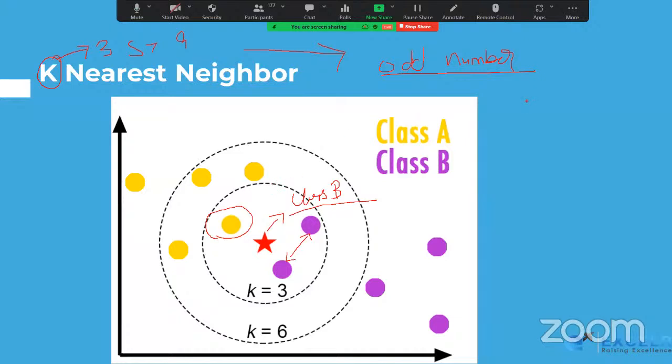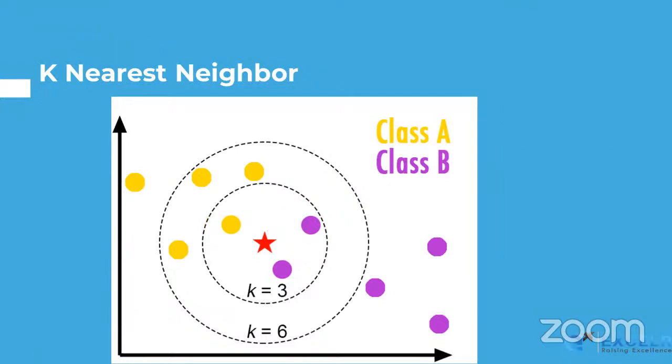Because sometimes if you go with an even number, let's say 8, maybe you might have 4 for class A and 4 for class B. So this will put you into a dilemma. That's why we usually go with an odd number. And using this particular technique, you can play with a hyperparameter known as k.